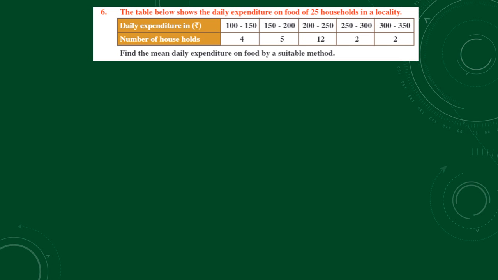So moving on to question number 6. The table below shows the daily expenditure on food of 25 households in a locality. That means sigma fi is given, and we are asked to find the mean daily expenditure on food by a suitable method. Here the classes are 100 to 150, 150 to 200, 200 to 250, 250 to 300, 300 to 350. The values are in hundreds.